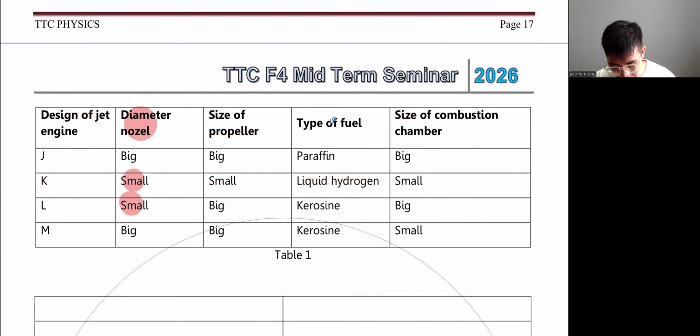So let's look at the first column first. Can you see the first column? The first column tells you the engine, the jet engine design. You have 4 different jet engine designs, J, K, L, M. You can think of it as 4 different brands. Like for example, today you want to buy a shoe. You will look at different brands, like Nike, Adidas, New Balance, Asics. So you look at different brands.